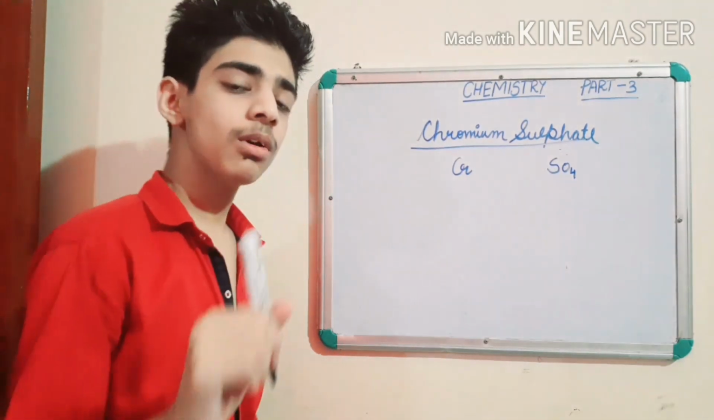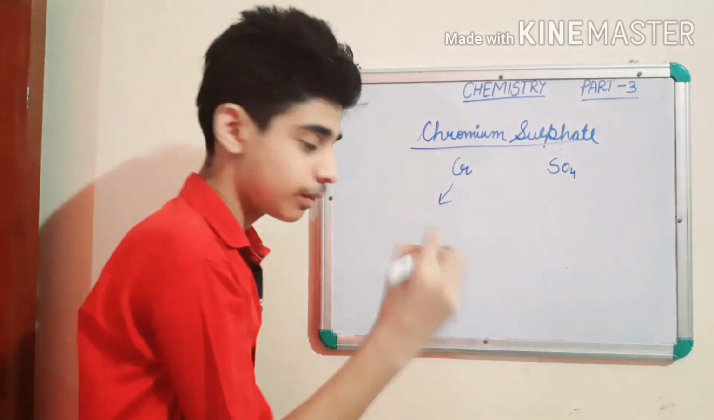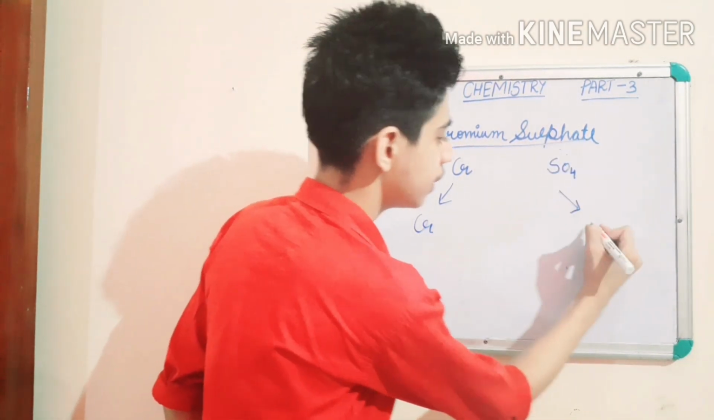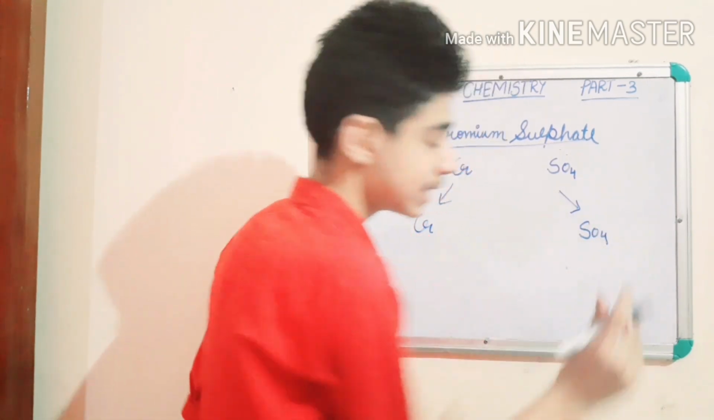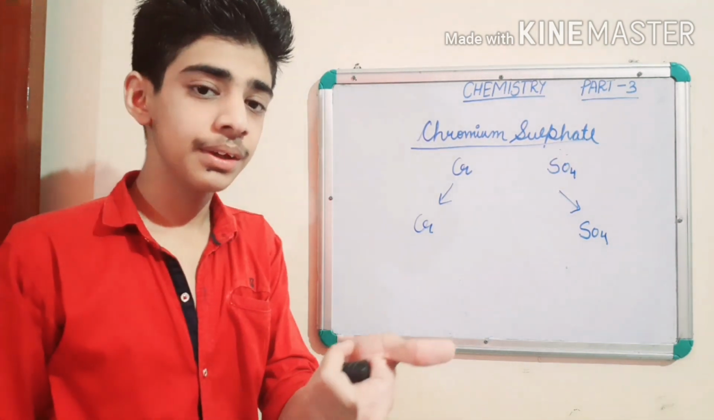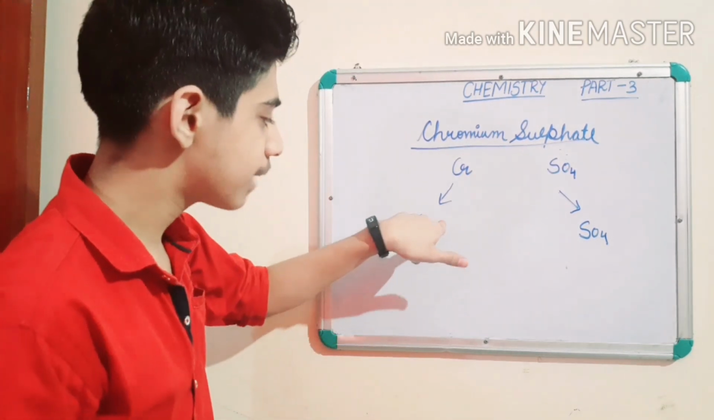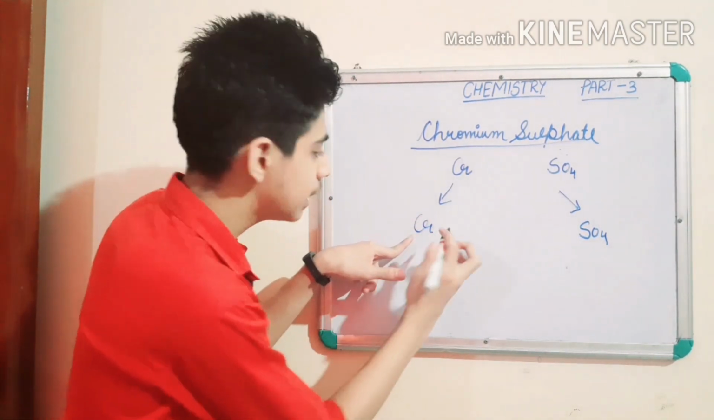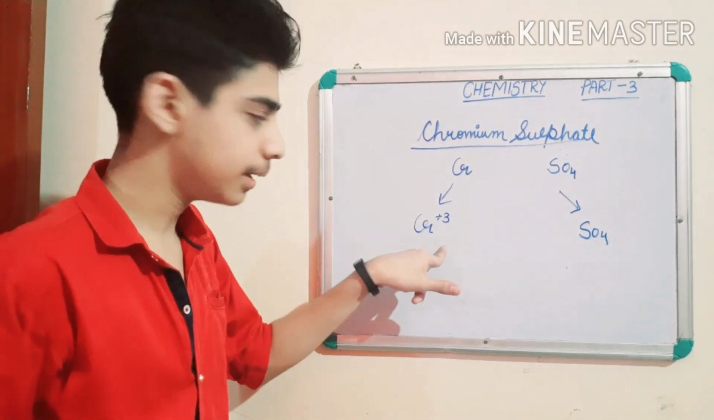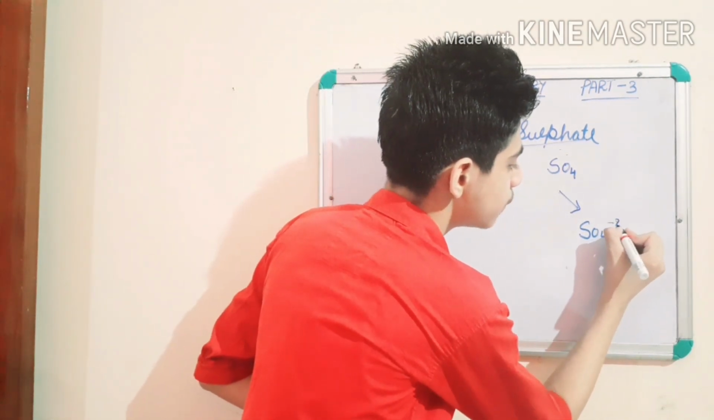Okay. The first step was to write the positive radical on the left side and the negative radical on the right side. First step is clear. What was the second step? To tell the valency, meaning plus 1, plus 2, plus 3 or minus 1. We have to write it on the top right side. So the valency of chromium is plus 3. Okay, remember this. And the valency of sulfate is minus 2.